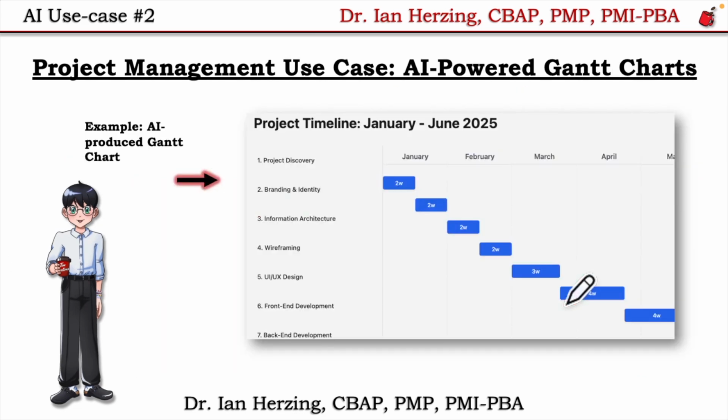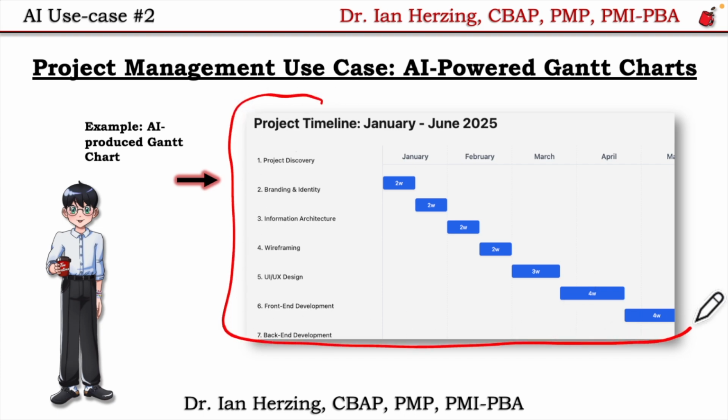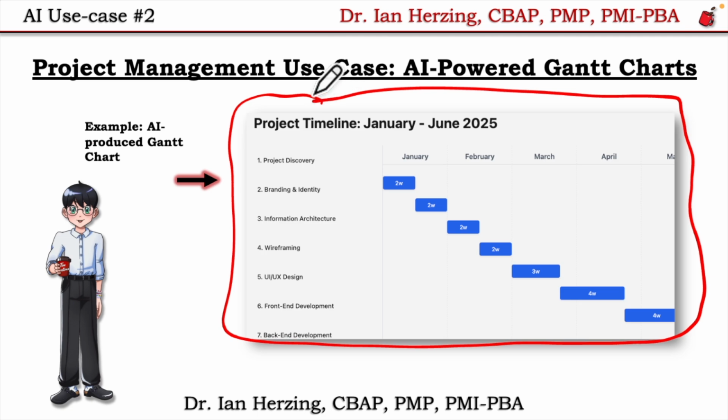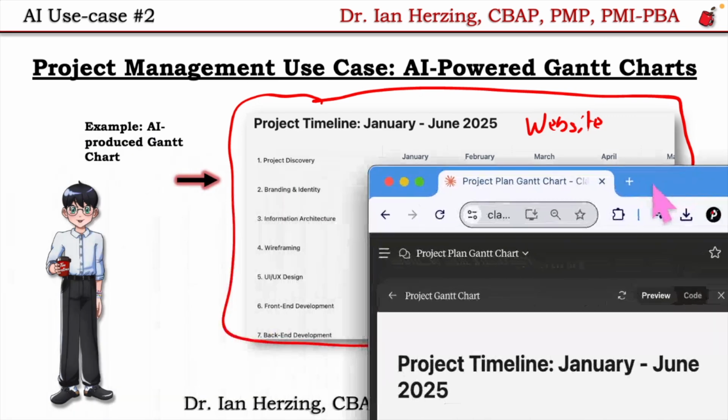So with that, I'd like to showcase you guys a example of a Gantt chart that I created using Claude, and I just fed it a very basic project plan. This is for a website build project. I want to show you guys how I actually did that. So let me see if I can get my Claude into view here.